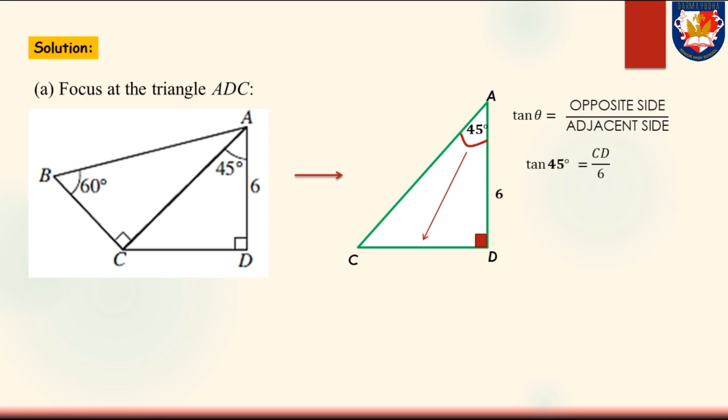Now take a look at the special angles table. You will find that tangent 45 degrees is 1. 1 equals CD over 6. From here, we obtain that CD equals 6 cm.